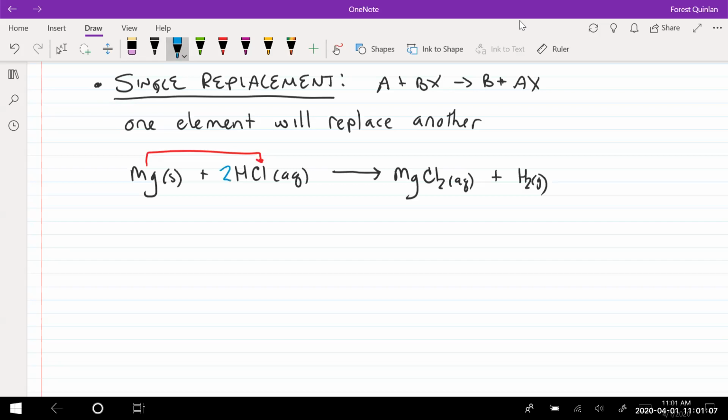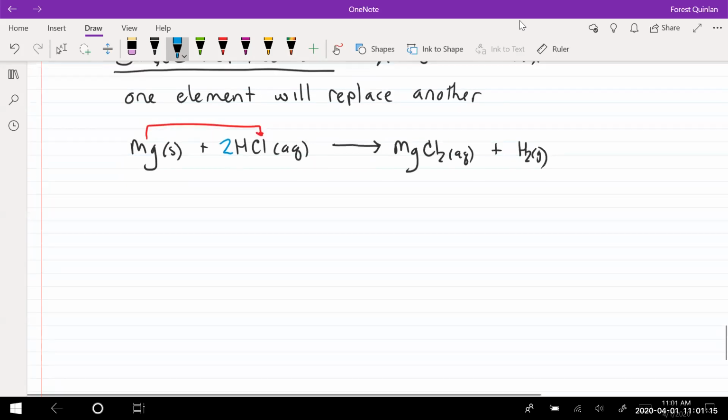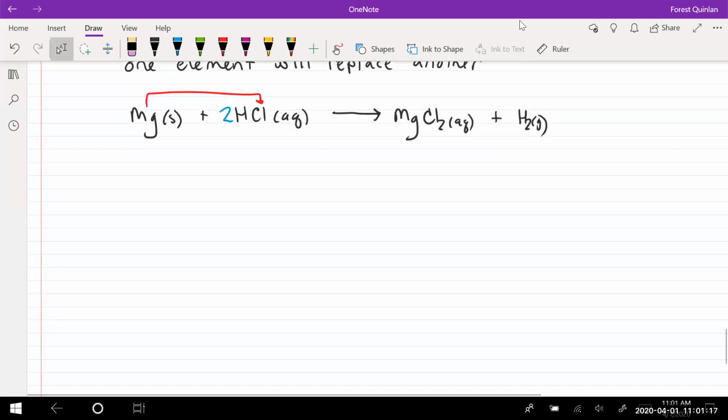I'm going to go ahead and balance it for you. One magnesium on the left, one on the right. I had one hydrogen on the left and two on the right. I balanced that out by putting a 2. That messes up my chlorines. Oh no, it actually fixes them. You'll find that your last sort of quote-unquote screw up will fix everyone else.